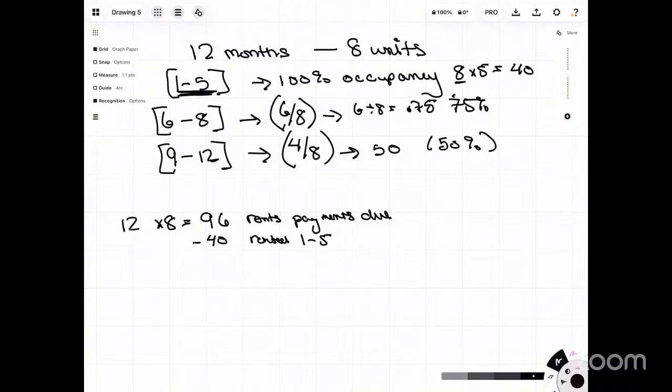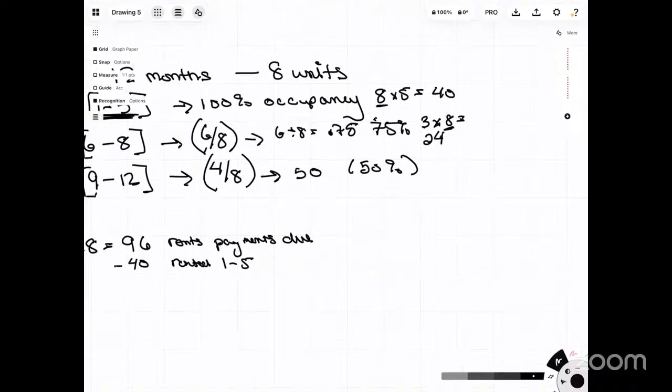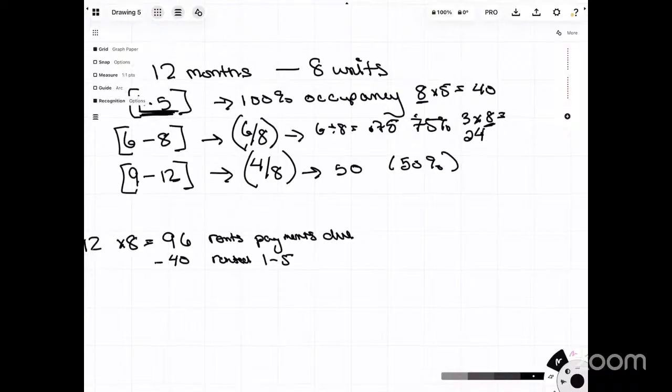Then I got 3 units that are 75% occupied. So if I do 3 times 8, that means it's 8 units for 3 months. That's 24 times it could be rented. And then it said 75% of that. So 25 times 75% is 18.75. So that would be minus 18.75.